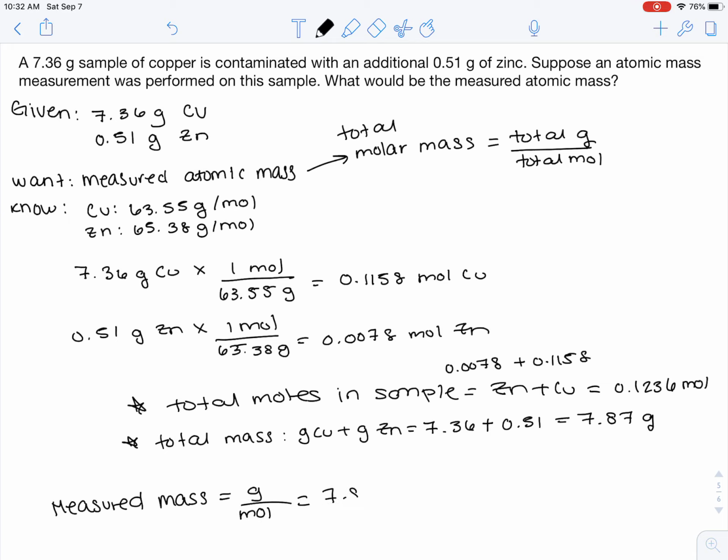You take your 7.87 grams over 0.1236 moles, and you find that that comes out to be 63.67 grams per mole.